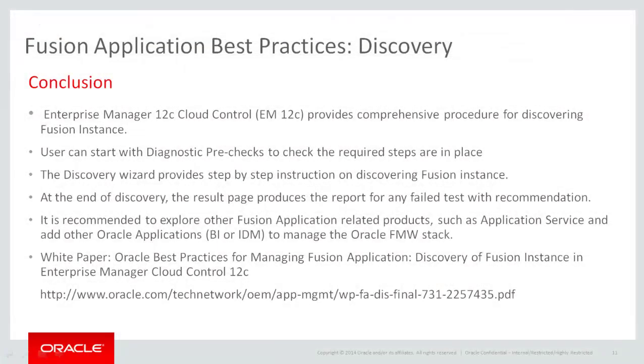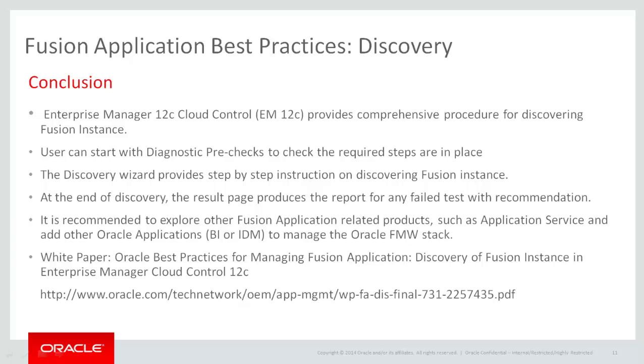Enterprise Manager 12c Cloud Control provides a comprehensive procedure for discovering a Fusion instance. Users can start with diagnostic pre-checks to verify the required steps are in place, therefore minimizing the risk of failing Fusion instance discovery. The Discovery widget provides step-by-step instructions on discovering a Fusion instance. At the end of the discovery, the result page produces a report for any failed test with recommendations for the user to address the issue.